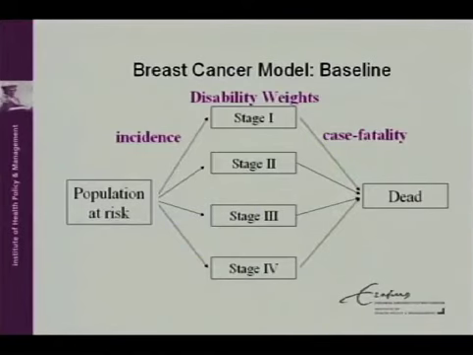Finally, we have a case fatality rate. Of course, the case fatality rate is higher for people who have metastasis than for people who are in stage 1. And also for these rates, we try to find out what they are for the specific countries. Instead of using regional data for several groups of countries, we try to figure out what the case fatality rate is for a certain group of breast cancer patients within a specific country.